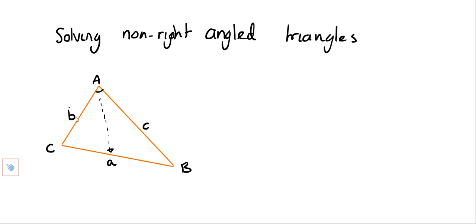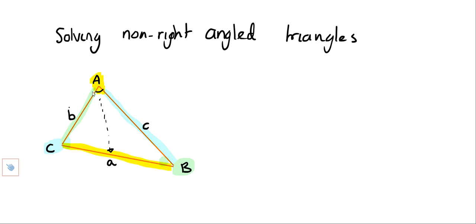Now obviously I could have done A, B and C at different points, but what we need for these rules is we're considering pairs. For instance, angle A has to go with the side opposite it. Angle C has to go with the side opposite C, and angle B has to go with that side opposite. So it's all about opposites, angles and sides.